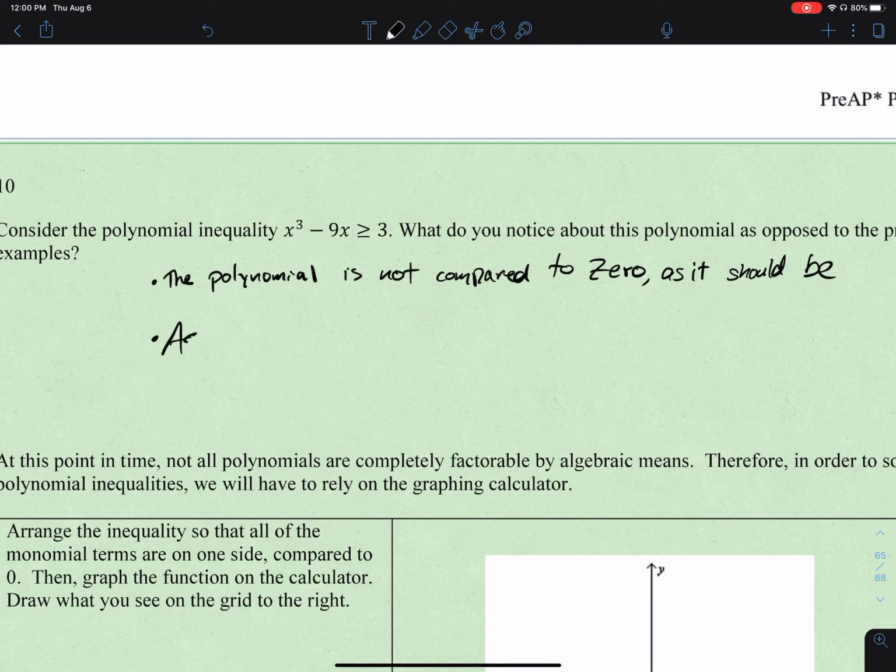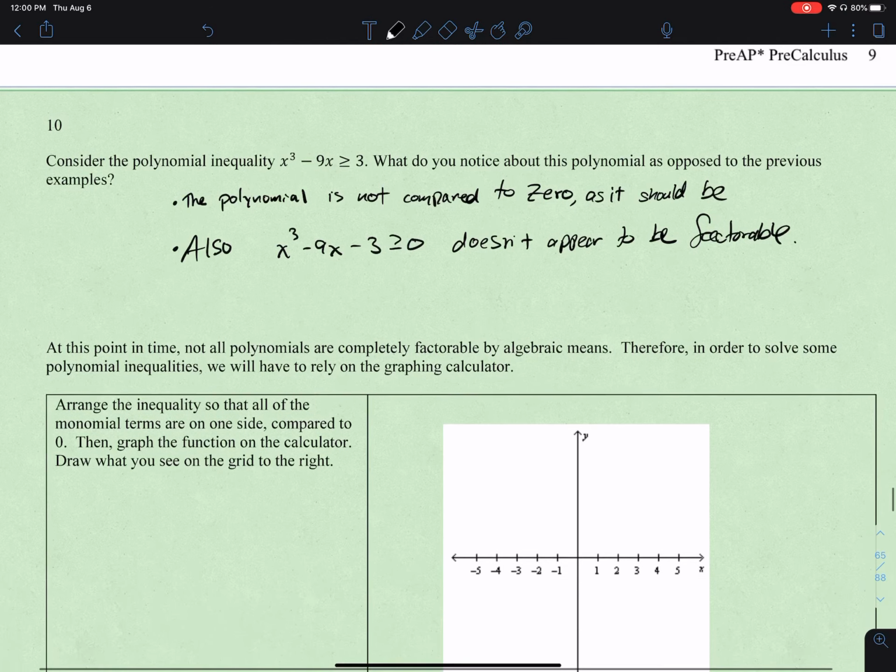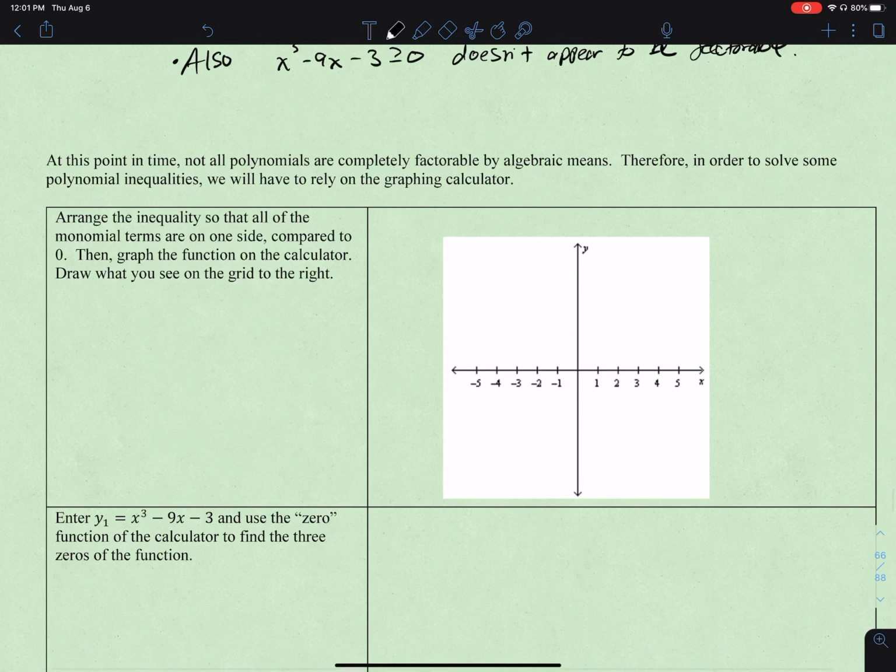Another thing that's different about this, if we get it to compare it to 0, this not being compared to 0, and this next point, these are not related. They just happen to both happen in this problem. This doesn't appear to be factorable. If it's not factorable, then how are you going to find the x-intercepts? Well, let me show you how to do this.